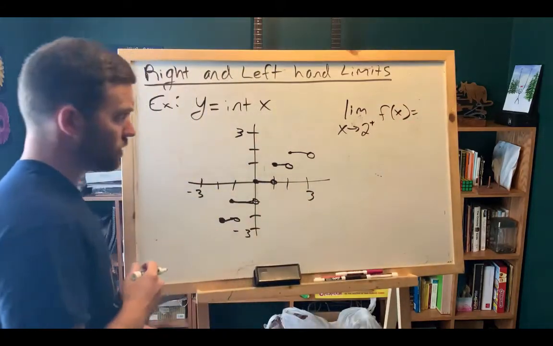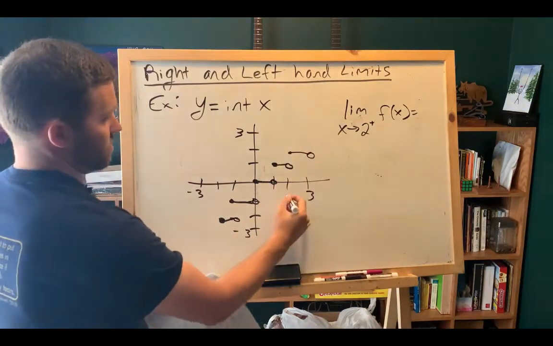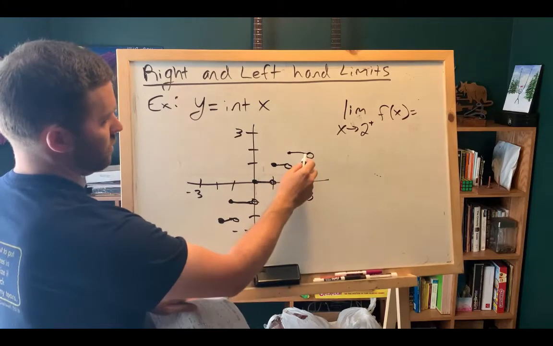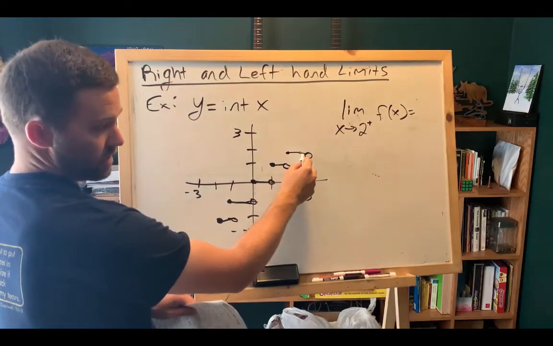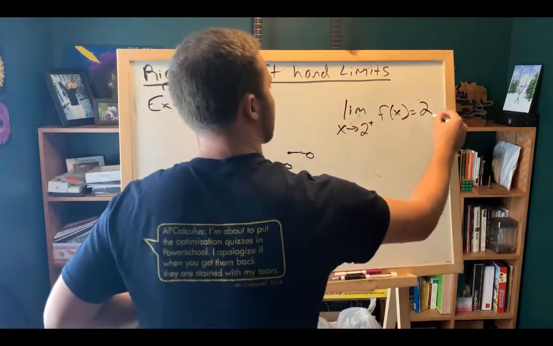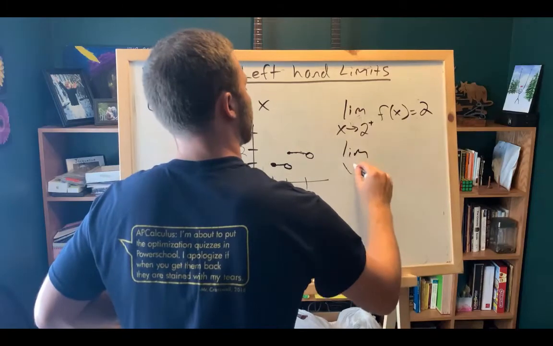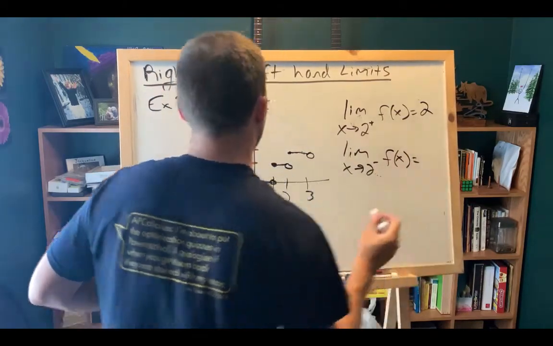Okay? And so you look at 2, and you're coming in from the right-hand side. So here's 2, and so we're following the function from the right. What are the y values approaching from the right-hand side? And it looks like they're getting closer to 2. All right, so then we could say, well, what about the other side from the left? So you check from the left.